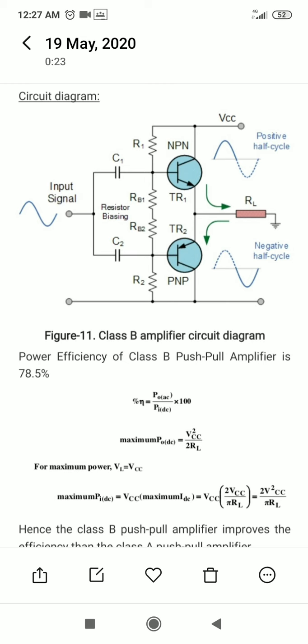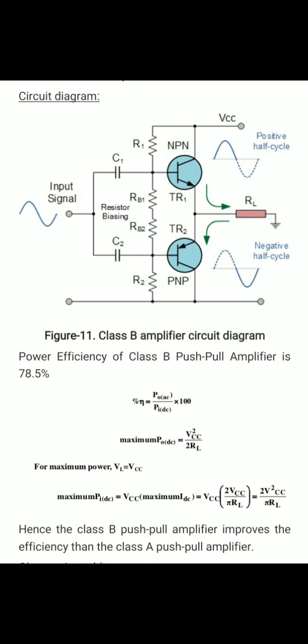This is the circuit diagram of class B amplifier. Class B amplifier is one of the power amplifiers used for better amplification of the input wave. It gives a larger efficiency as compared to class A power amplifier.